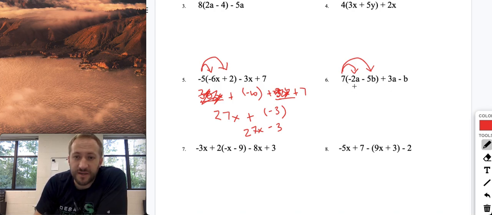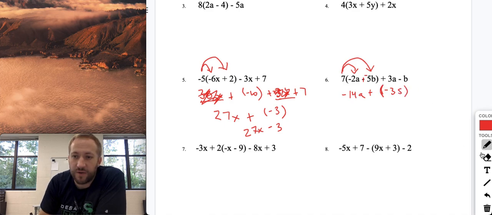So let's look at this. Oh, wait, I have a subtraction sign. Always change those to addition and change the sign of the following number. So 7 times negative 2a, that gives me negative 14a. Bring down that plus sign. 7 times negative 5b, that gives me negative 35b. I just multiply the 7 and the negative 5.